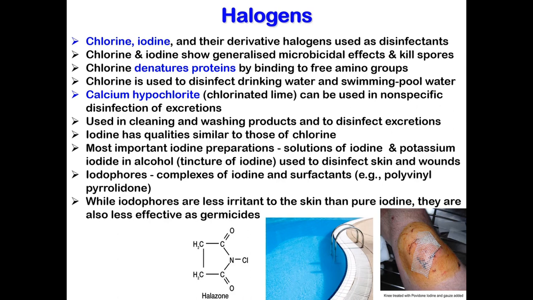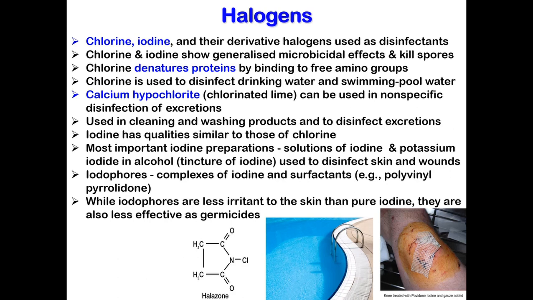Iodine has similar qualities to chlorine and can be used as a skin antiseptic. It kills by oxidizing cell components and iodinating proteins. At higher concentrations, it may even kill some endospores. Iodine is often applied as a 2% or more iodine in a water ethanol solution of potassium iodide, and this is called a tincture. And this is used to disinfect skin and wounds.